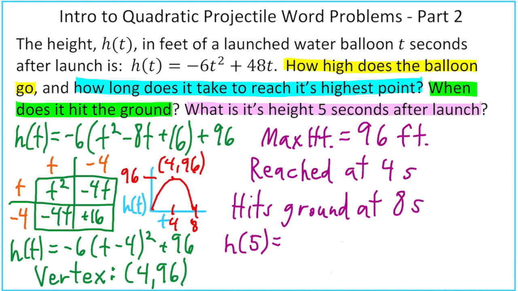And then for h of 5, we would rewrite our vertex form and plug in 5 for t. Now you can do a lot of this evaluation in your head, but at some point you probably want to write something down.